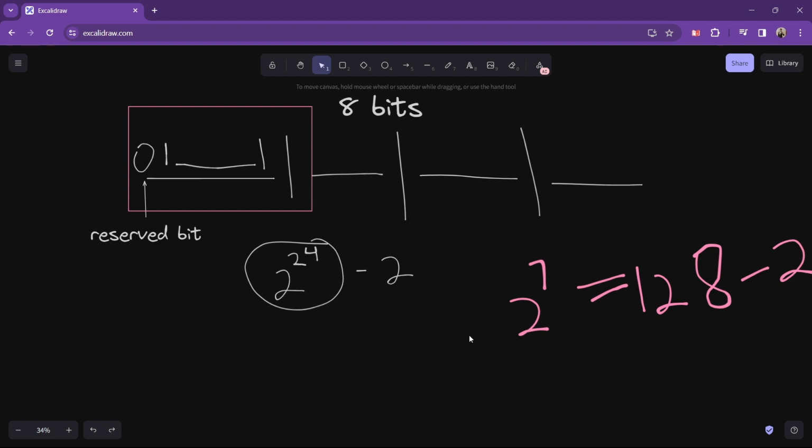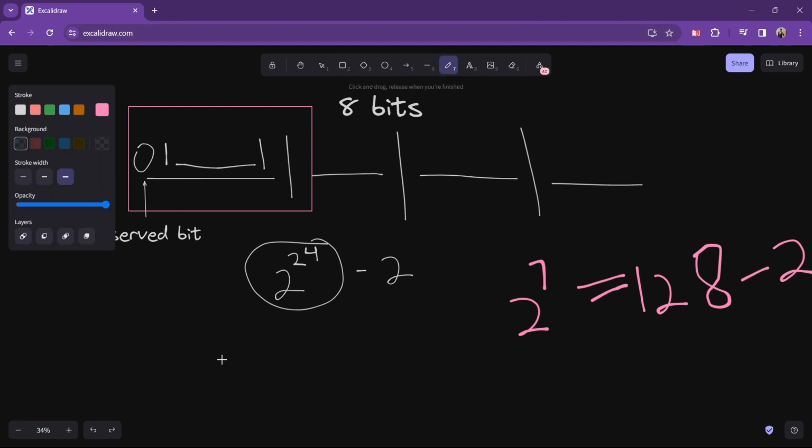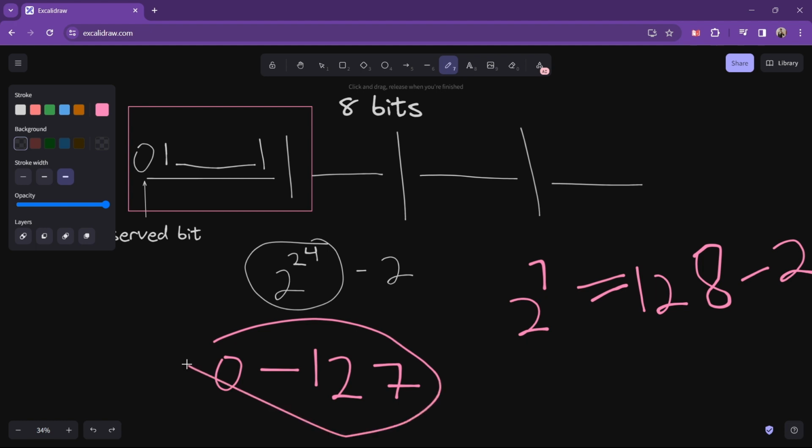Now, let's discuss the range after the reserved bit. As it is a reserved bit, we are only left with 2 to the power 7, that is 128. If we include 0 also, this gives us the range of 0 to 127. So an easy way to identify class A is that if any IP address starts with a number from 0 to 127, it is class A.